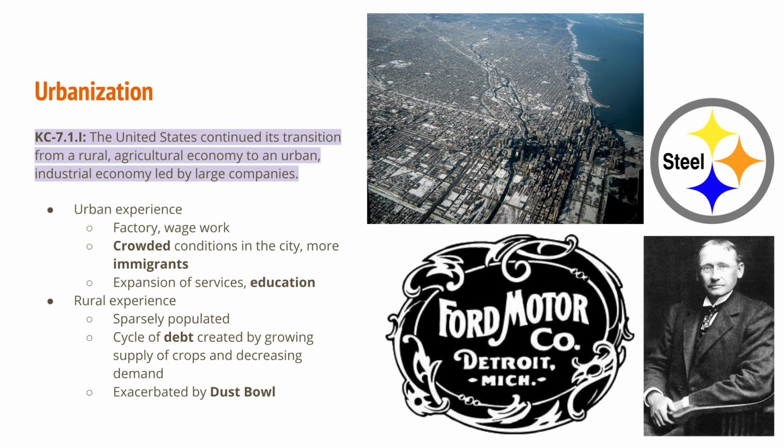So for urbanization, the United States continued its transition from a rural agricultural economy to an urban industrial economy led by large companies. So the urban experience of people living in a large city tied closely to factory and wage labor. In the picture that you see above is the city of Chicago, one of these large and bustling cities of the Midwest during the early 20th century.